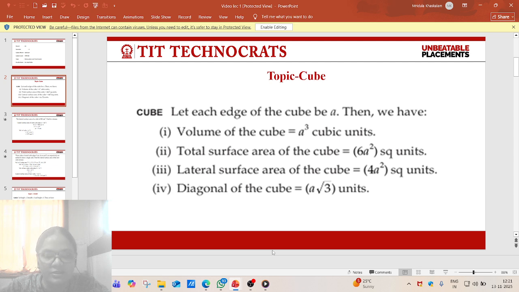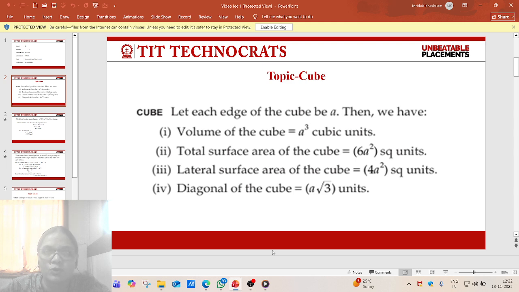These are the formulas which are given on your screen. As we know that in a cube, the edge length is equal. Length, width, and height all have equal lengths. So let us suppose the length, width, and height are equal to A. Then the volume of a cube is length into width into height. When you multiply these values, A into A into A, you will get the volume of the cube equal to A cube.